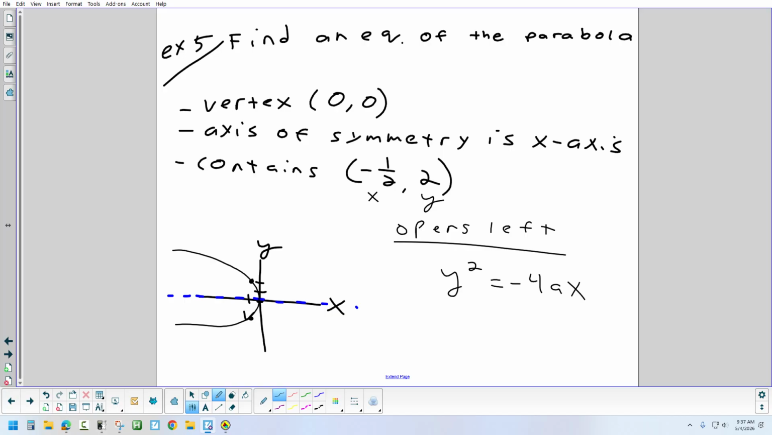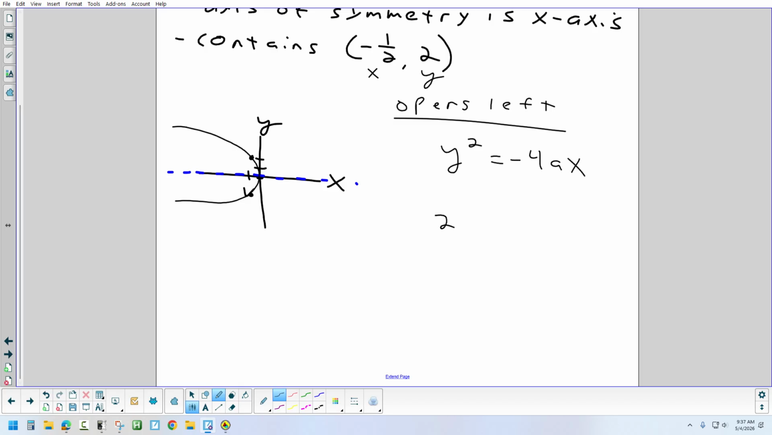So plug in 2 for y. And then we're going to plug in -4. We're going to leave that A, we're going to leave because we don't know. And x is -0.5. So we're going to get 4 equals 2a, which means a is 2.